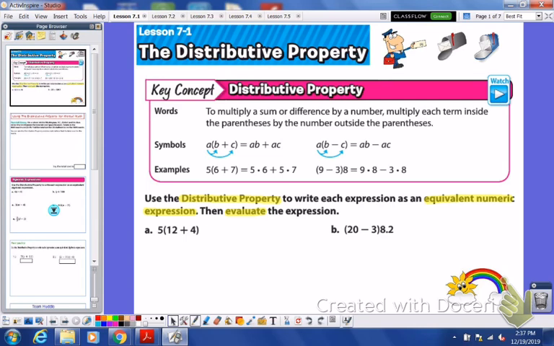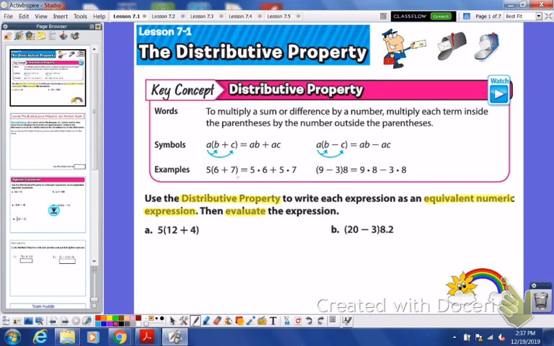So as you can see here, we have an A on the outside and a B plus C on the inside, or conversely, subtraction. We take our A times each number on the inside to rewrite it as A times B plus A times C. If we did it with numbers, you see we would have 5 times 6 plus 5 times 7, and then we would be able to evaluate from there.